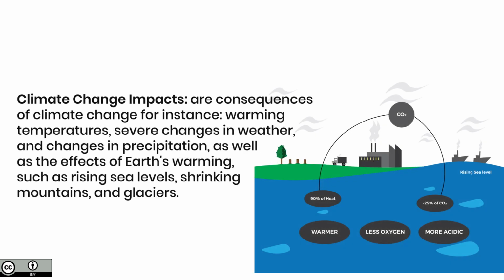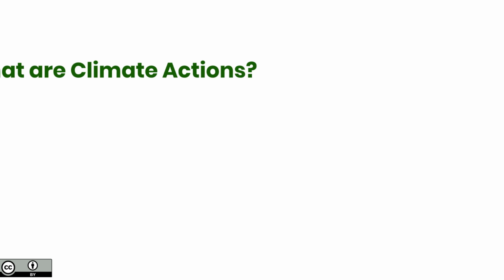Climate change impacts are consequences of climate change, for instance, warming temperatures, severe changes in weather, and changes in precipitation, as well as the effects of Earth's warming, such as rising sea levels, shrinking mountains, and glaciers. Also, ice melting at a faster rate than usual in Greenland, Antarctica and the Arctic is an adverse impact of climate change. What are climate actions?